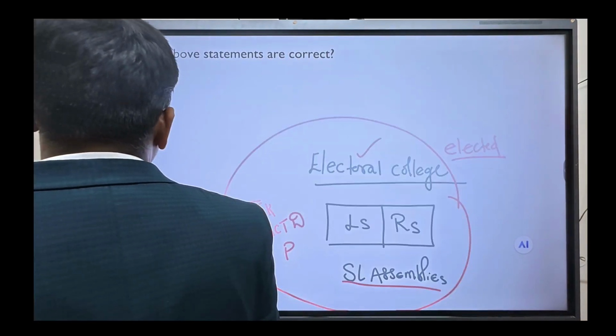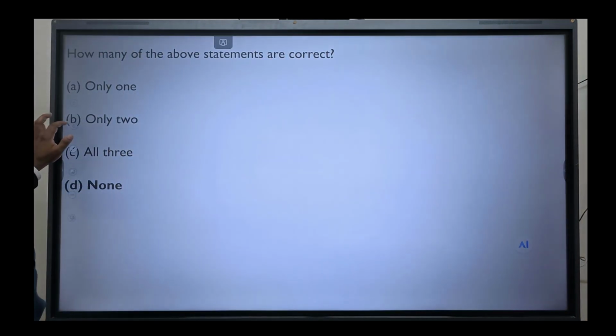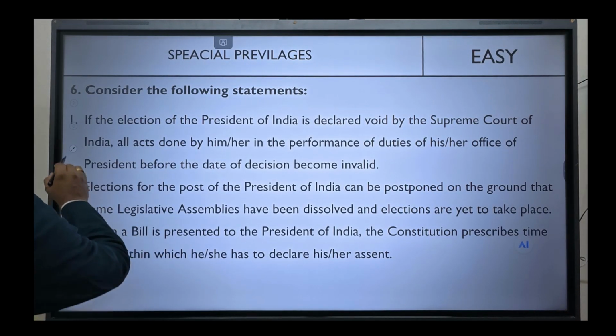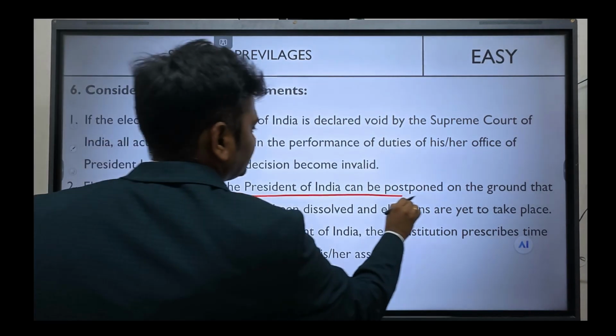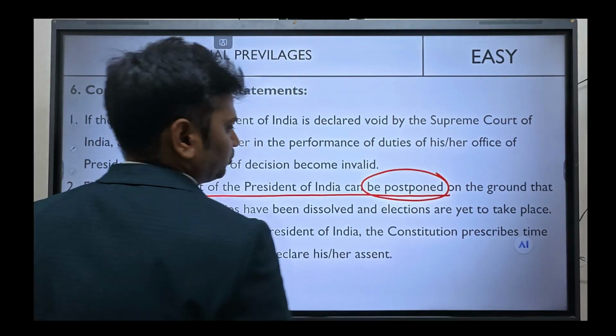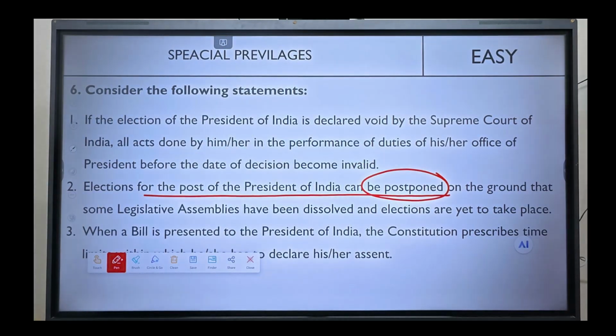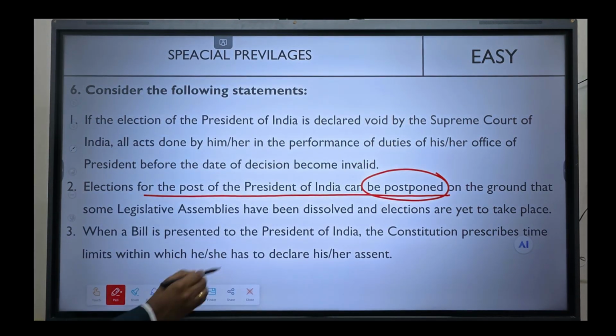So, given the context of India, the Constitution of India said that the elections for the post of President of India need not be postponed. No need to be postponed. The Constitution says that there is no requirement.